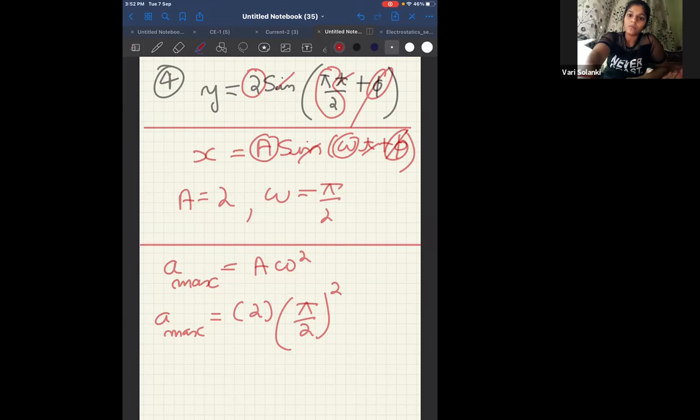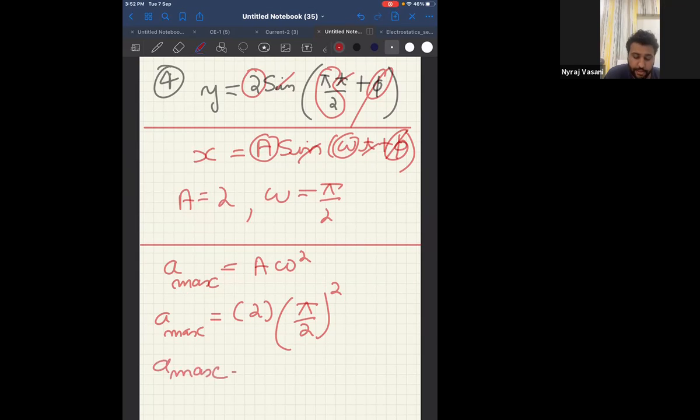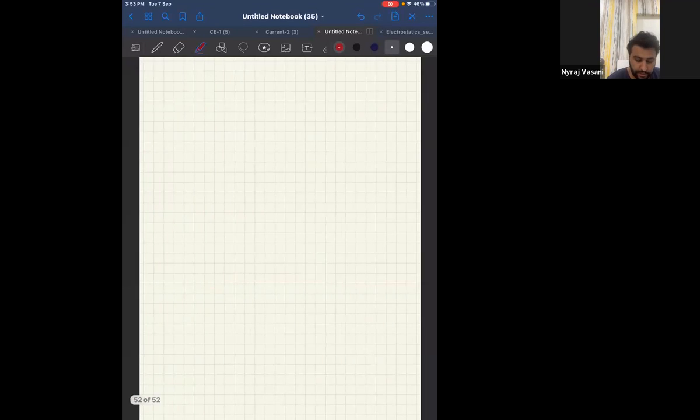Pi square by 2. Therefore, A max is equal to 2 into pi square by 4, which is equal to pi square by 2, which is option B. Check, which is option B. Easy? Okay. Now, start with question number 5. Start.